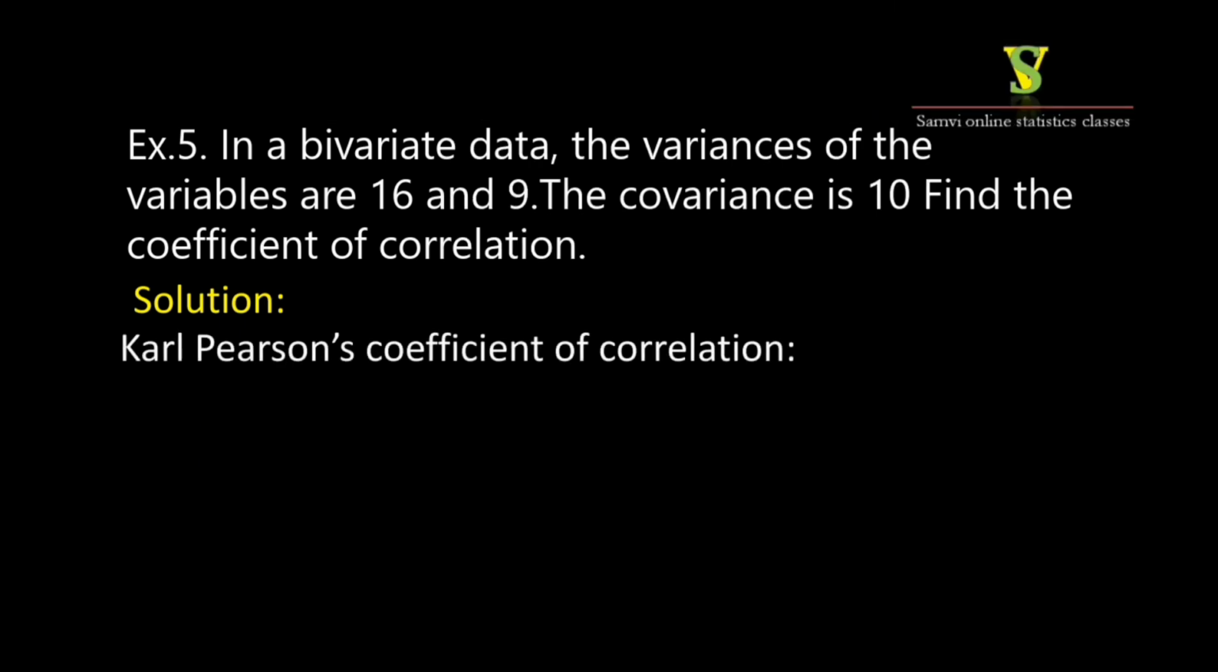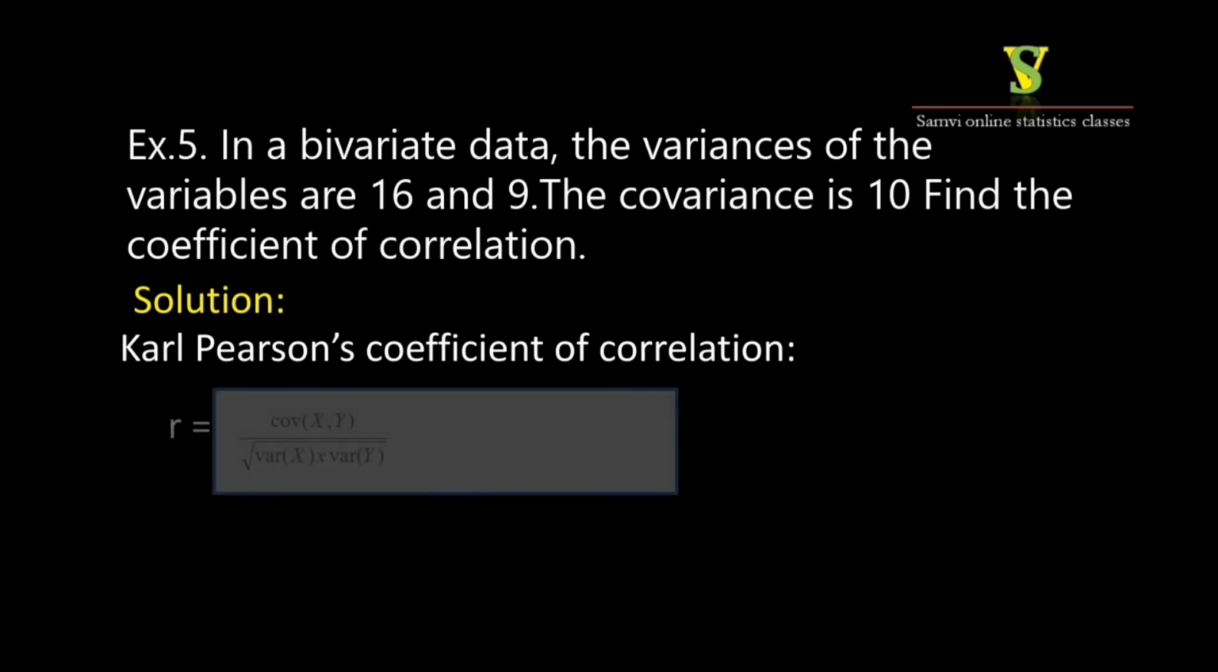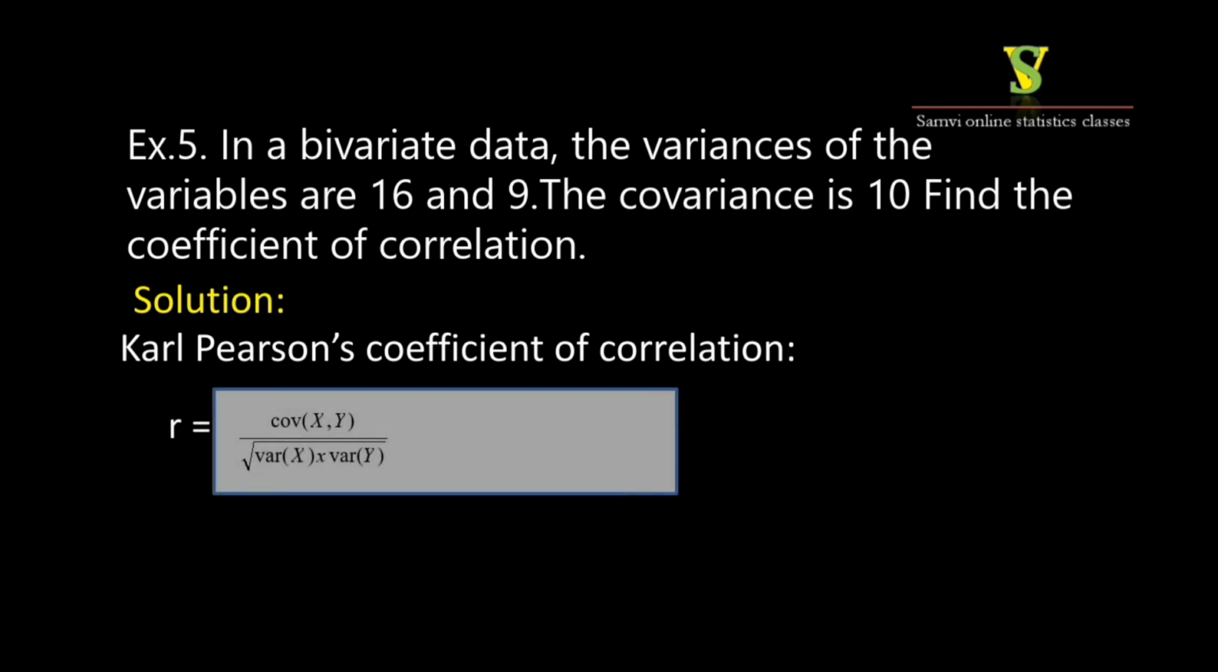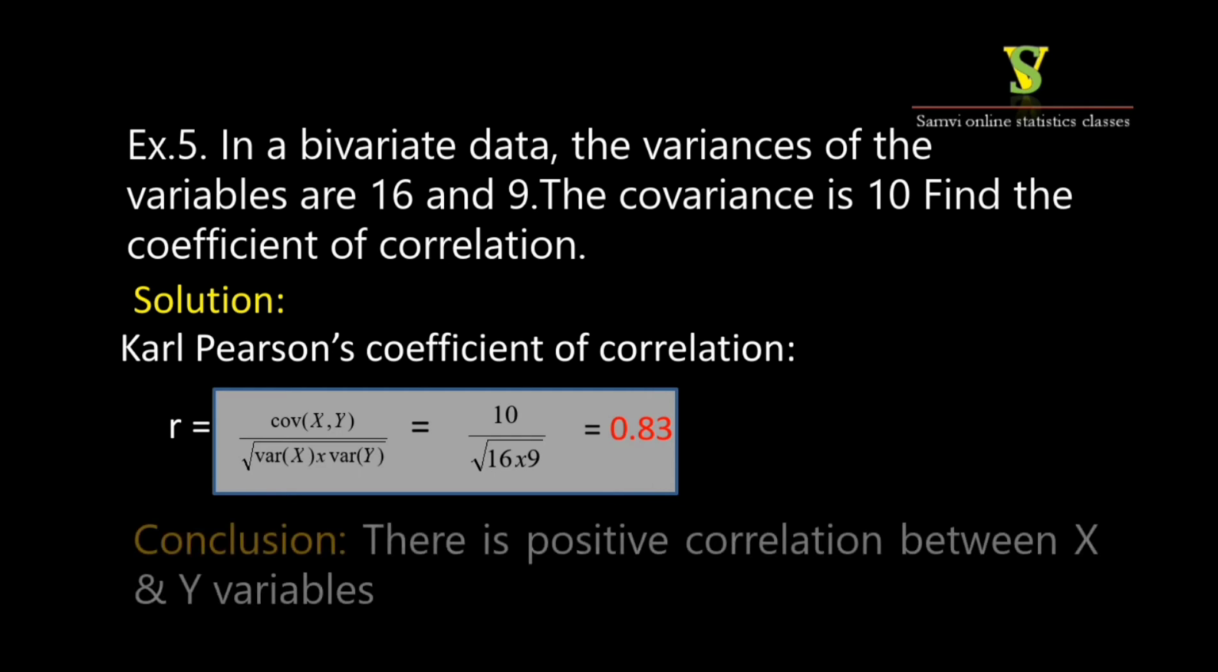So Karl Pearson's coefficient of correlation, we'll write like this: covariance of xy divided by the square root of variance of x into variance of y. Just substitute the values here. We'll get here 10 divided by square root of 16 into 9. If we simplify this, we'll get here 0.83. It means what? There is a positive correlation between the variables x and y. Right?